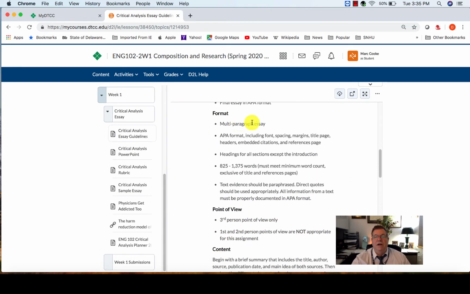So it is a multi-paragraph essay, and it ends up being 825 to 1,375 words. So it's not super long for this actual paper. You do have to have headings for each section except the introduction, which is easy because we'll look at what you're covering, and basically each one of those things will be a separate section and a separate heading of the paper.